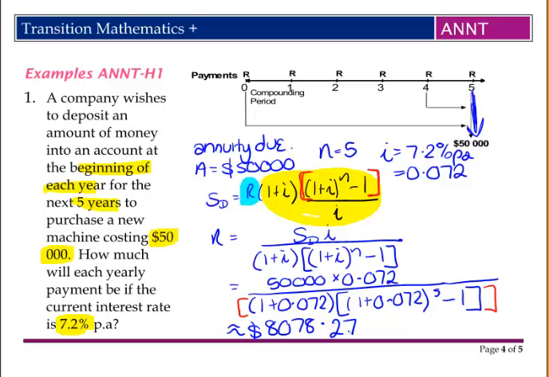Now if you're having trouble with the whole brackets, you'll see in the textbook it works out the top, and then it works out the bottom, and then it divides. The only problem with that is you could be approximating more than you need to, but again, don't stress too much. If that works for you, do it that way. I'm just trying to get you used to using brackets on your calculator.